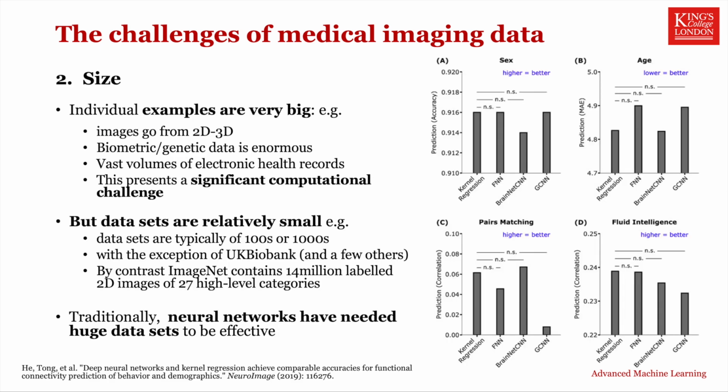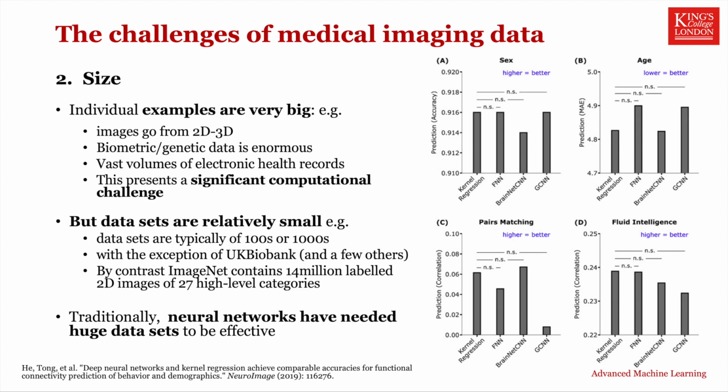The second significant problem with medical data is size. The individual images are very big, often three-dimensional with image grids sampled hundreds of times on each axis. Biometric or genetic data is enormous. Our recent neonatal genetic dataset contains 4 million data points, and that is only sampling at a fraction of locations on the genome. Add to that the vast amount of personal information stored in electronic health records, and we are presented with significant challenges in terms of compute power.